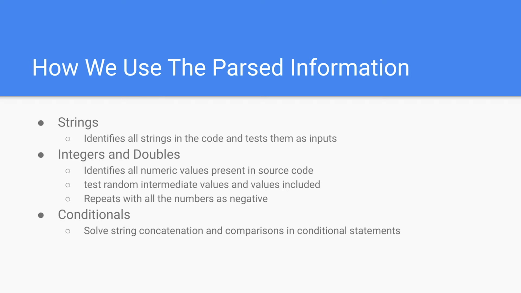Now let's talk about how we use the parsed information. For the case of strings, we identify all of the strings in the code and test them as inputs. We store all of the tests in a hash set. This allows us to make sure that we don't use duplicates. For the case of numbers, such as integers or doubles, we identify all numerical values present in the source code. We then test random intermediate values as well as the values presented. Finally, we repeat this for all the numbers that are negative. We also have special cases that we can solve, such as string concatenation and comparisons in conditional statements.